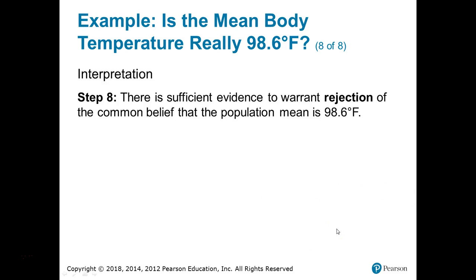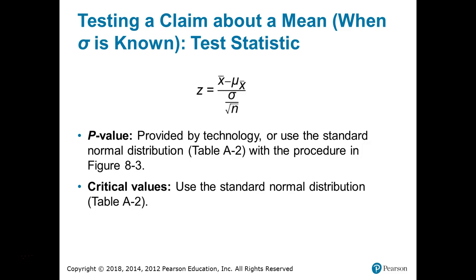So what does all that mean? How do we interpret it? There is sufficient evidence to warrant rejection of the common belief that the population mean is 98.6. And then finally, what if we have our population standard deviation? Well, then we have this formula right here that we will be using. I told you it would be brief.